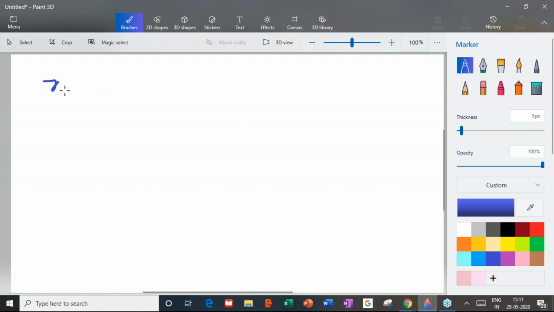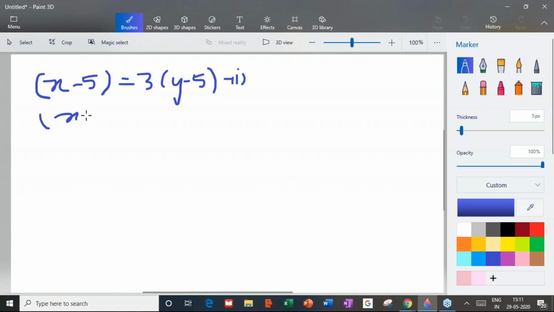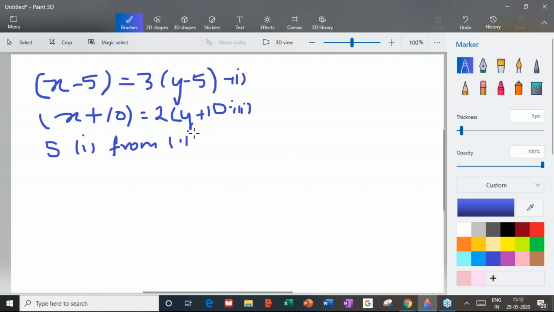So the first equation we got was x minus 5 is equal to 3 times y minus 5, correct? And the second one we got was x plus 10 is equal to 2 times y plus 10, right? I'm just going to subtract these equations, because x has no coefficient and it has the same sign, so if I just subtract, we'll get rid of x. Just write the statement: subtracting 1 from 2. S stands for subtracting here.